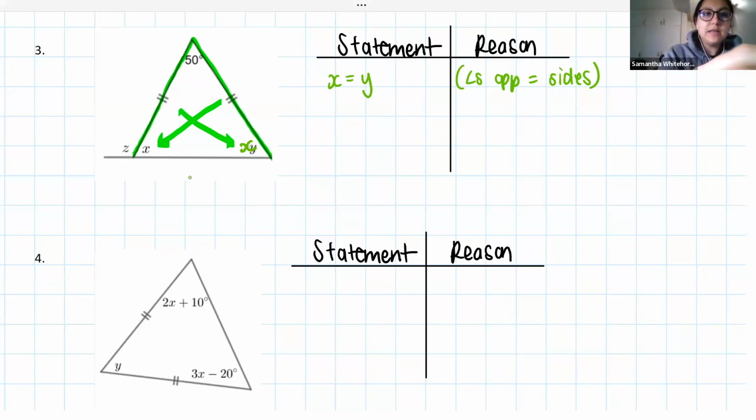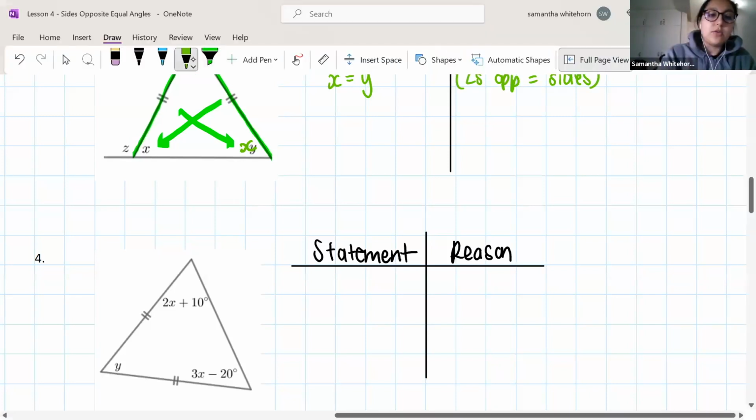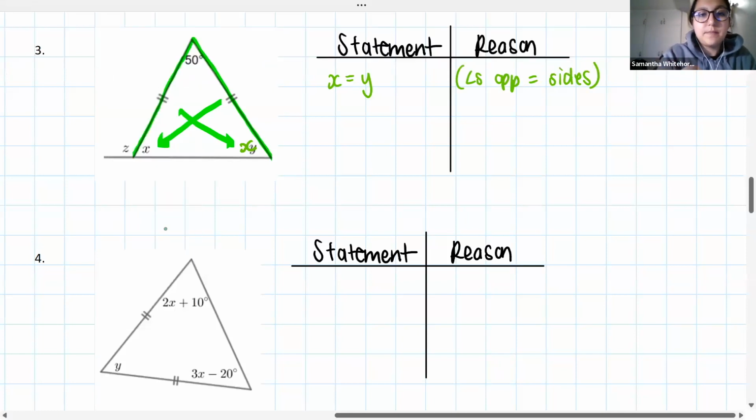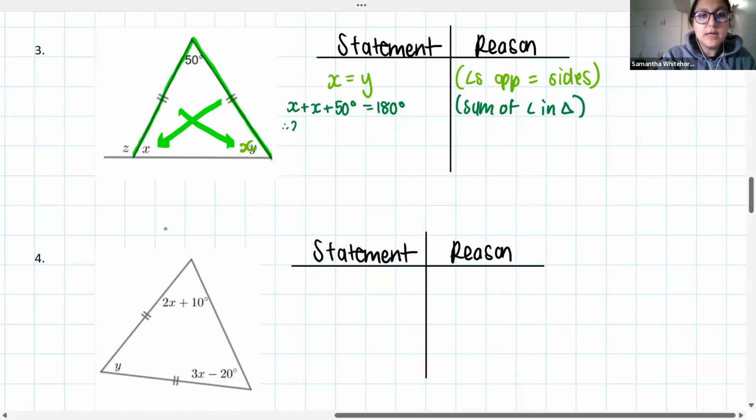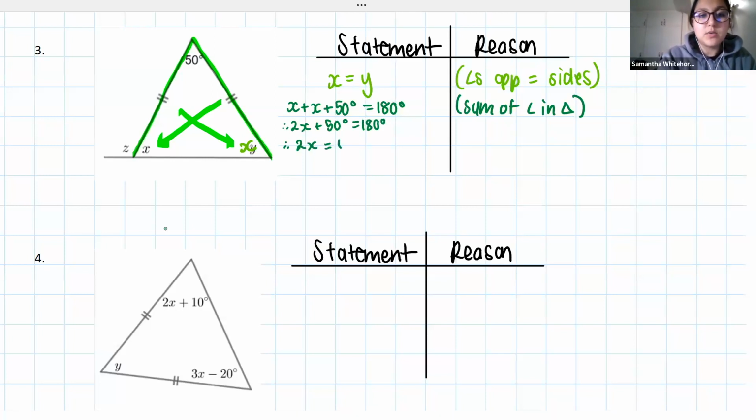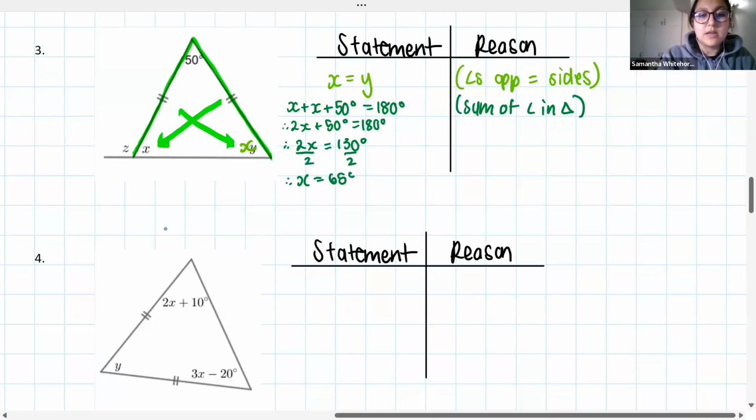And because we know that, we can now go to the next step to work out what x is. Because now we know that x plus x plus 50 must give us 180 degrees because of sum of angles in a triangle. And now I can solve. So x plus x is 2x plus 50 equals 180. Subtract 50 on both sides. I get 2x is equal to 130. Divide both sides by 2. I get that x is equal to 65.